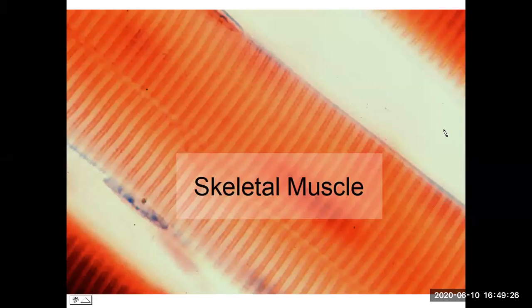Hello. We're starting our section on muscle, and the focus is specifically skeletal muscle in chapter 9. And that's what we see here as the image in the background. It's just a very close magnification on skeletal muscle tissue.